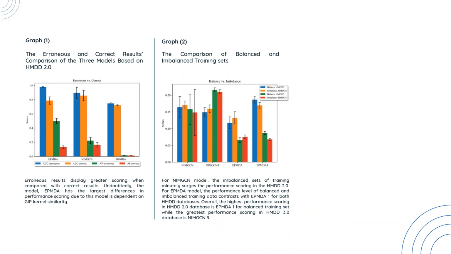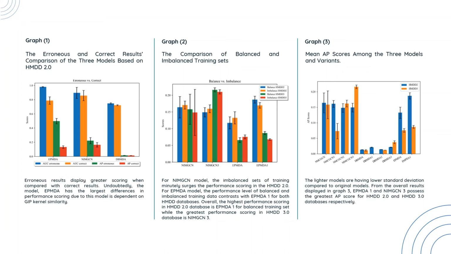For EPMDA models, the performance levels of balanced and imbalanced training data contrast with EPMDA1 for both HMDD databases. Overall, the highest performance scoring in the HMDD2 database is EPMDA1 for balanced training sets, while the greatest performance scoring in the HMDD3 database is NIMGCN3. Therefore, a balanced training set is suggested to be used in the models for better performance.